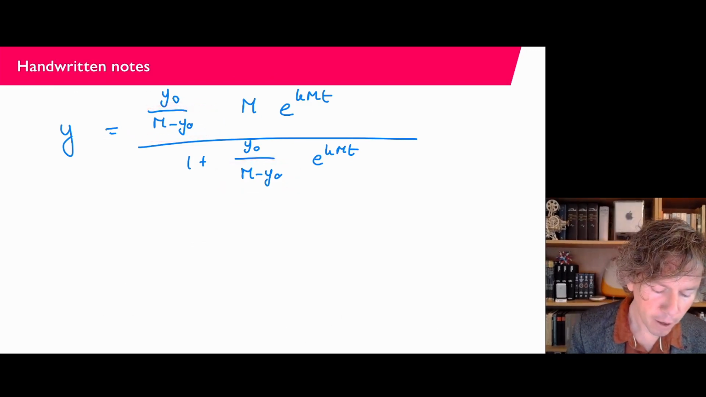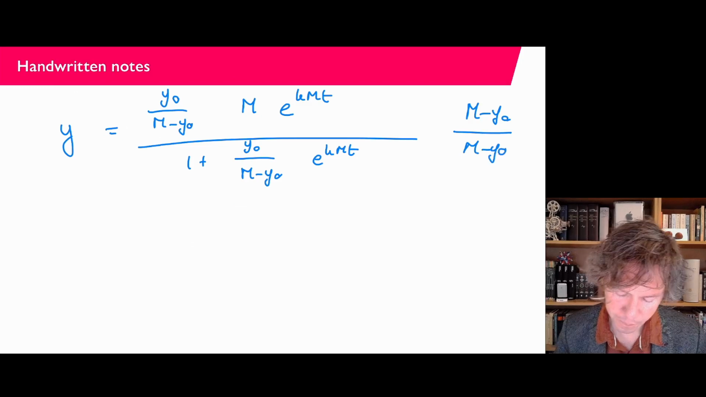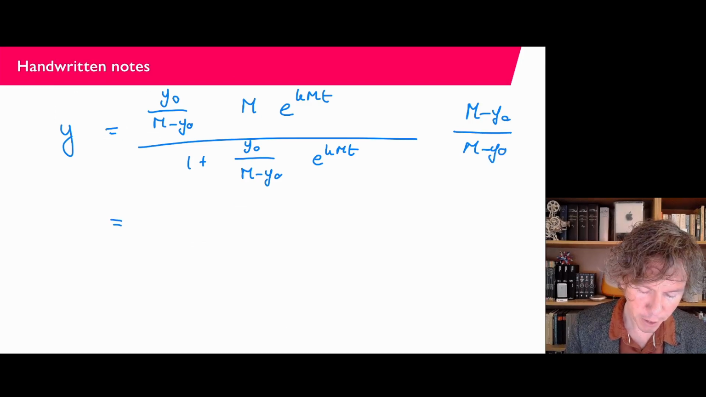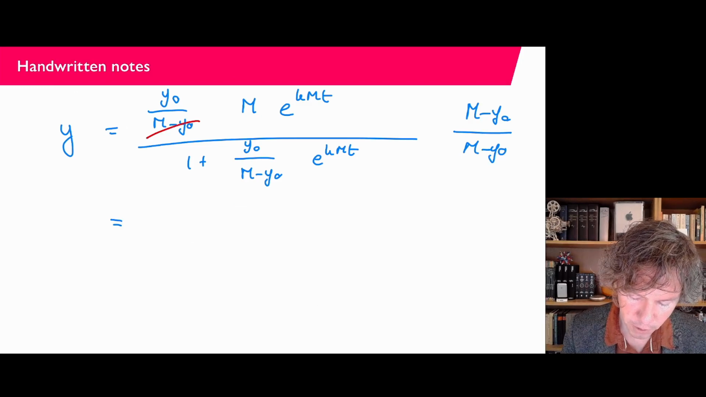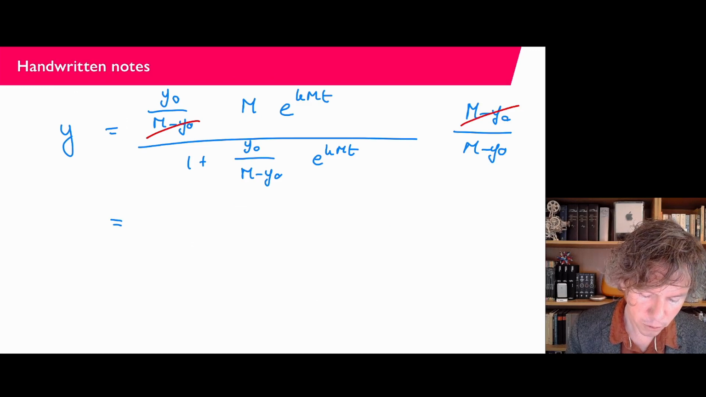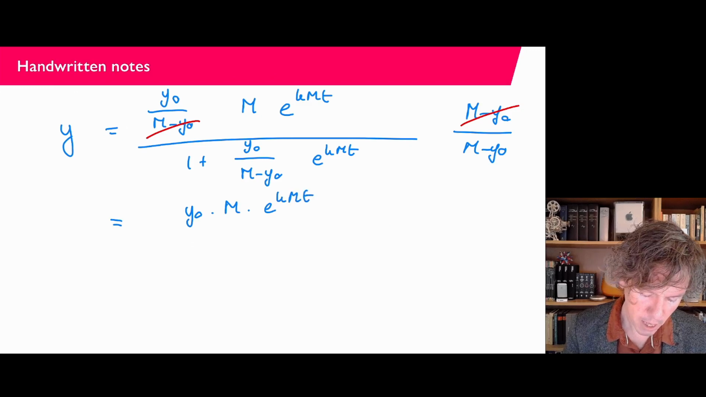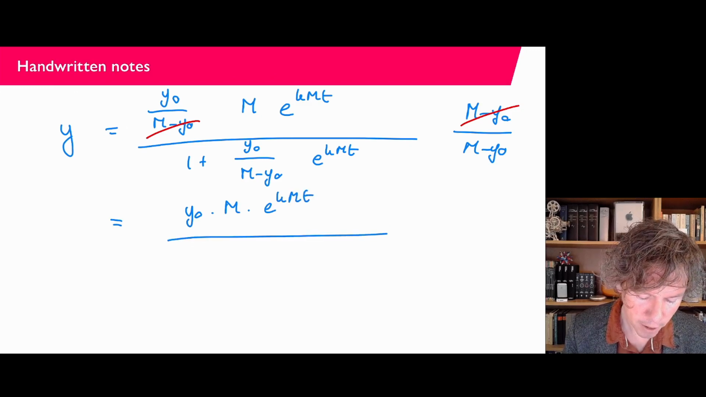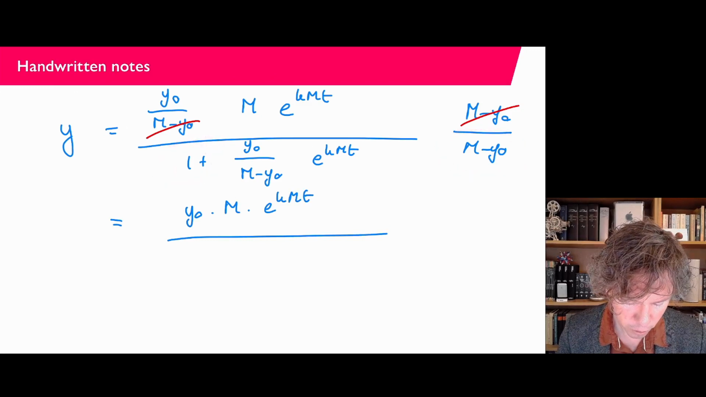So let's multiply the whole fraction with m minus y0 divided by m minus y0. Then in the numerator, let's do that in red, this here and this here are going to cancel. So what I find is y0 times m times the exponential. And in the denominator, I have this 1 times m minus y0. So let's write that down. That's going to give an m minus y0.